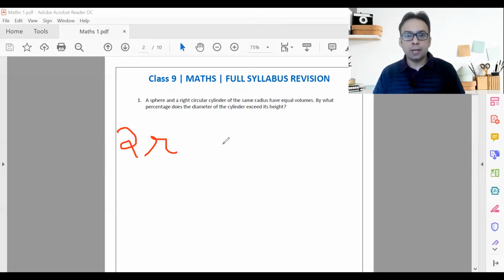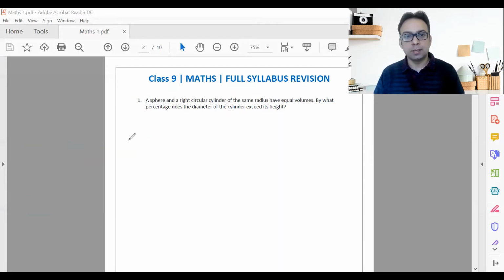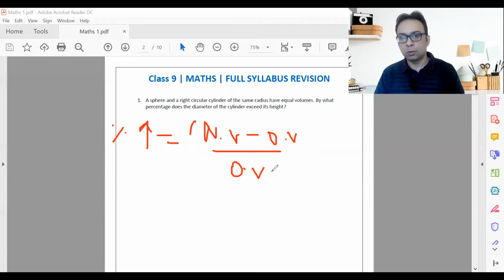Now we want to calculate by how much percentage the diameter of this cylinder, so this is 2r, exceeds the height, and height is given to be 4r by 3. So good that we have the relation in terms of r, that means we have a common variable in this case. Now how do we calculate percentage increase, percentage decrease? Remember the formula from class 8. Percentage increase is how much? The new value minus the original value upon the original value, that is the base value, multiplied by 100.